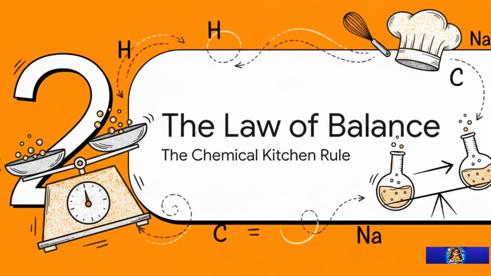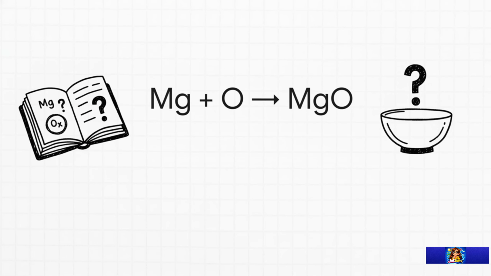Okay, but before we can even start writing our recipe, we have to know the single most important rule in the entire chemical kitchen, and that is the law of balance. You see, a lot of the time we start with what's called a skeletal equation. It looks something like this. Mg plus O gives us MgO. It gives you the basics, right? It lists the ingredients, magnesium and oxygen, and the product, magnesium oxide.